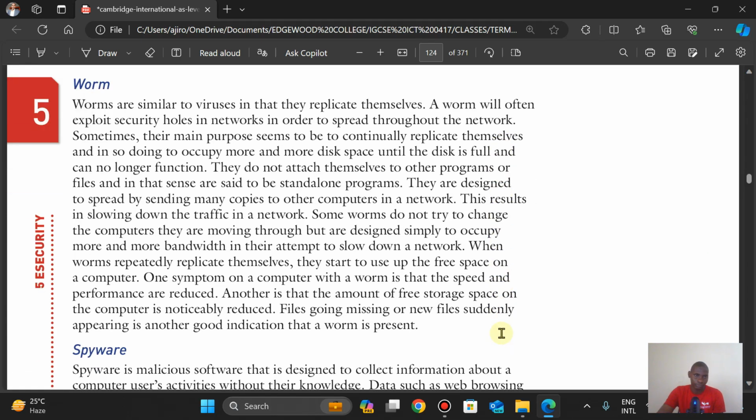Worms are similar to viruses, in that they replicate themselves. A worm will often exploit security holes in networks. That's what a worm does. They exploit security holes in a network in order to spread throughout the network. Sometimes their main purpose seems to be continually replicating themselves. In doing so, they occupy more and more disk space until the disk is full and can no longer function.